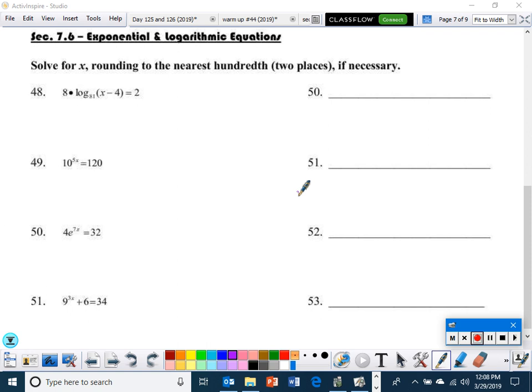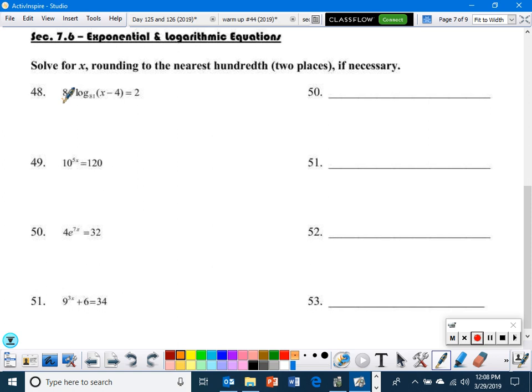So remember what our goal is. Our goal is to get x by itself. So the first thing we got to do here, however, in this problem is get rid of the 8 on the left side. So to get rid of that, we are going to need to divide. Now we have 2 over 8. Let's simplify that to 1/4. If you really wanted to, you could change that to a decimal, but we're going to use 1/4.